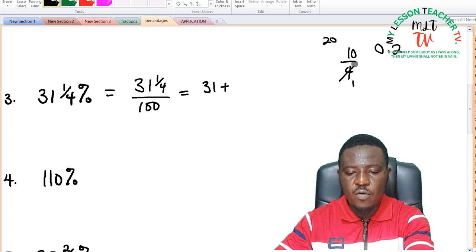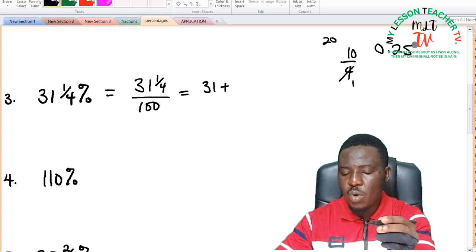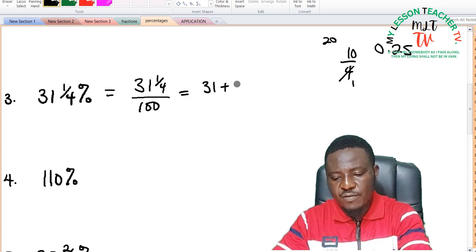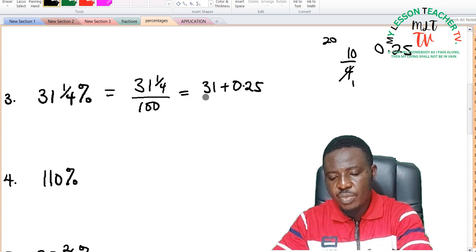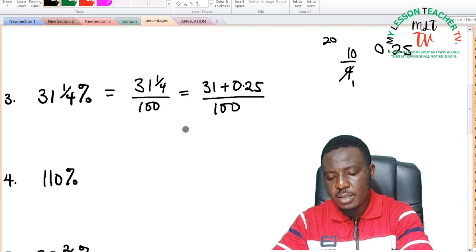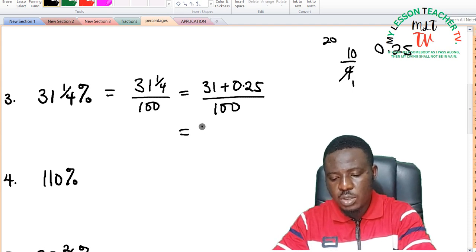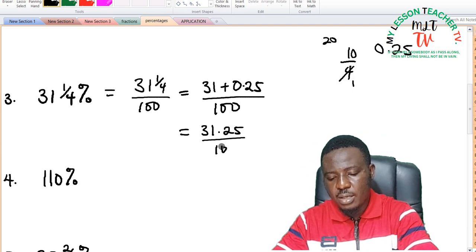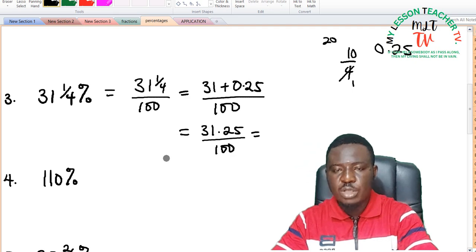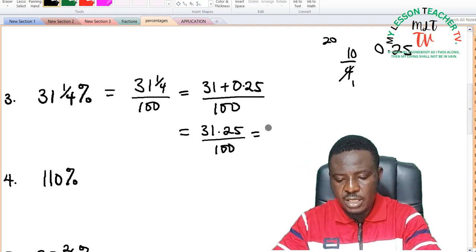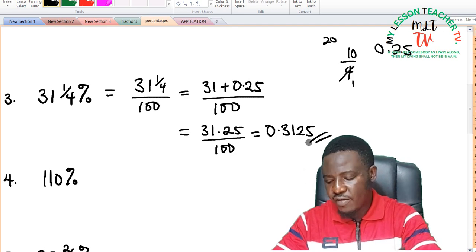Add 0 and divide by 4, it gives you 5. So 1/4 is said to be 0.25. So this is 31 plus 0.25 divided by 100, which is equal to 31.25 divided by 100. Moving the decimal point 2 times to the left gives us 0.3125 as our answer.